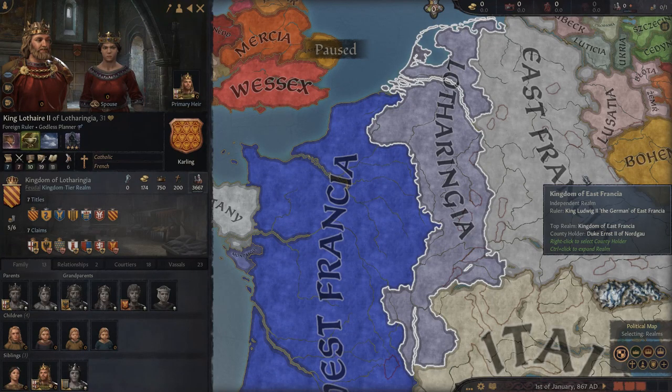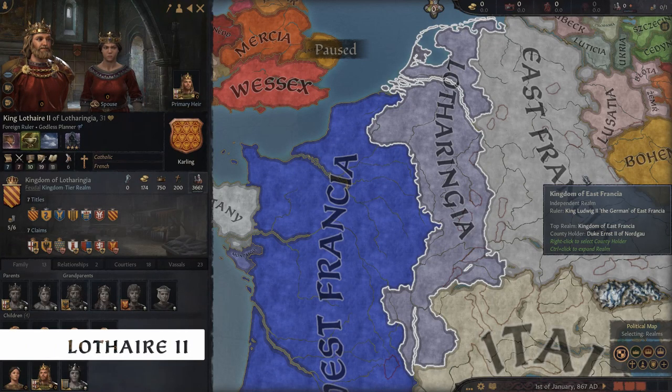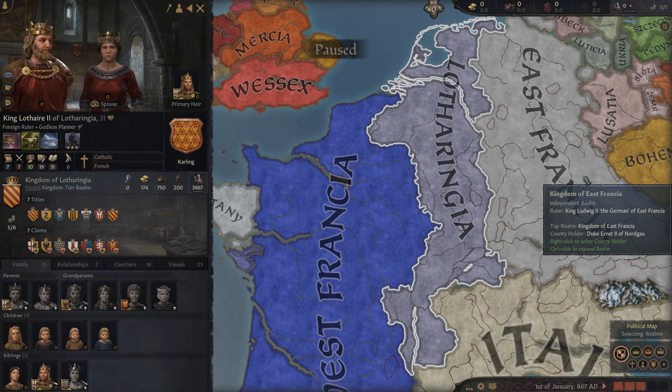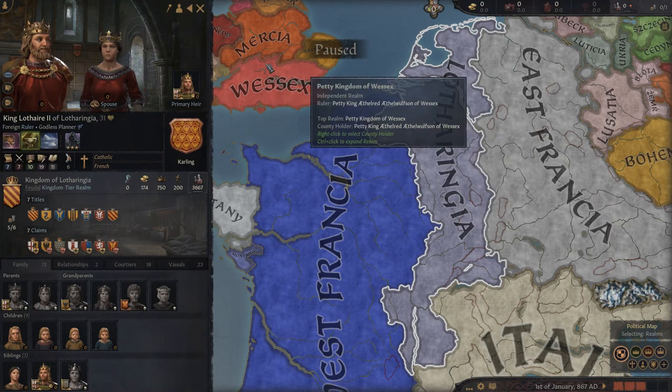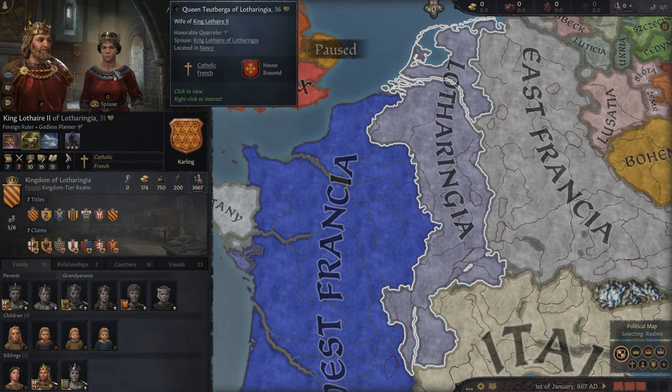Moving further west, we see Lothair II, or Lothar II, King of Lotharingia. So Lotharingia, or Lothringen, depending on how you pronounce it. He was the son of Lothair I and brother to Louis II, the younger King of Italy. A truly unremarkable ruler, his reign was mainly spent trying to annul his marriage to his wife, Teutberga, who he married in 855. Here you see Queen Teutberga of Lotharingia.